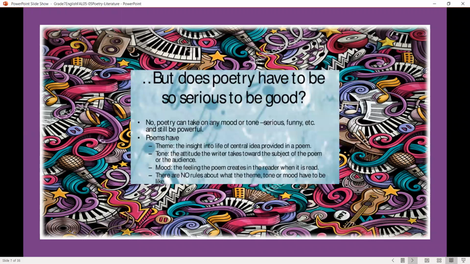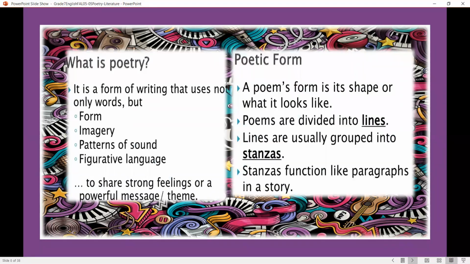Does poetry have to be serious to be good? No. Poetry can be any mood. It can be serious, it can be funny, it can be powerful. And it gives us such a nice idea of things that are happening, things that someone feels, and there's no rules really about what your topic can be or what your theme can be or what your mood can be. So that's what's really cool about it. So now, let's get down to basics. You probably already know this, but if I'm any good of a teacher, I've got to make sure you know this. So what is poetry?